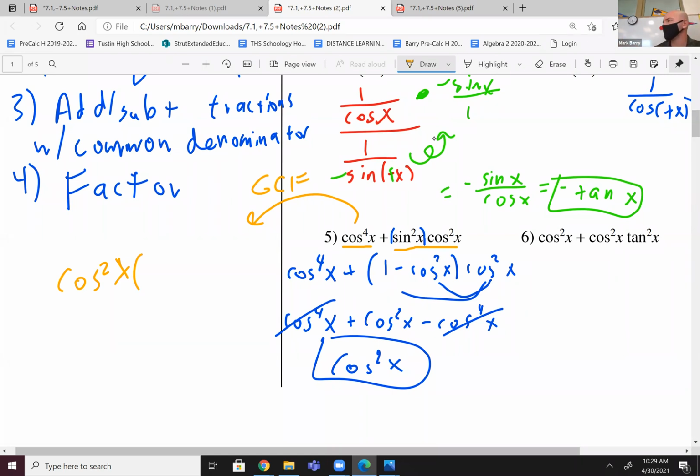So if I take the cosine squared x out front, cosine to the 4th is going to turn into cosine squared. And then sine squared cosine squared is just going to turn into sine squared. If you're not really seeing that step, try this for me. Try distributing this cosine squared back in. Cosine squared times cosine squared is going to give me that cosine to the 4th. Cosine squared times sine squared is going to give me this sine squared cosine squared term. Okay.